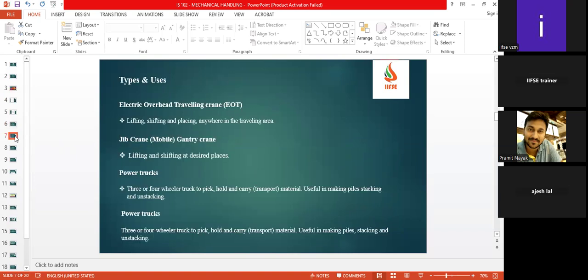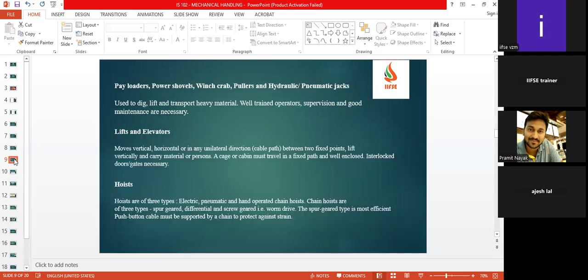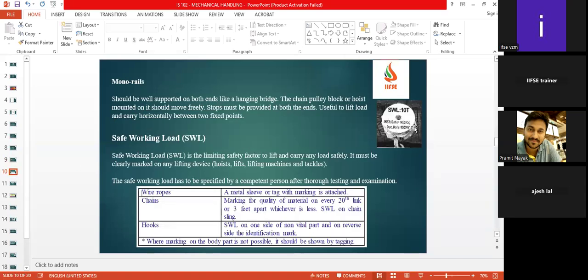Then we saw, at a high level, the different types of equipment we use for material movement, shifting and lifting, which is about material handling. Then we discussed SWL, safe working load, and also the practical issues we see at ground level.